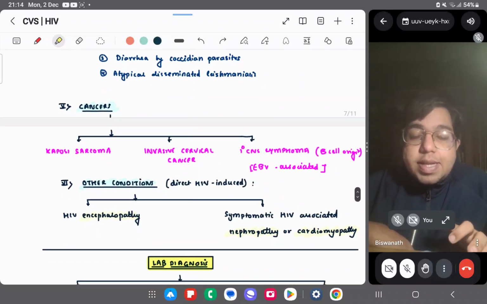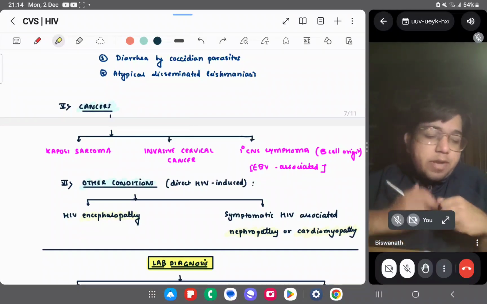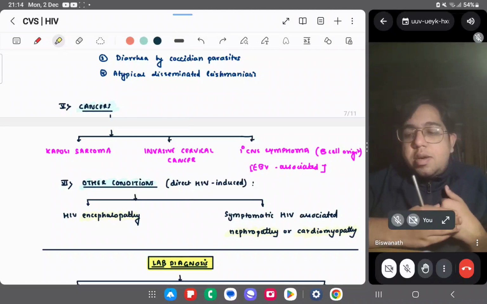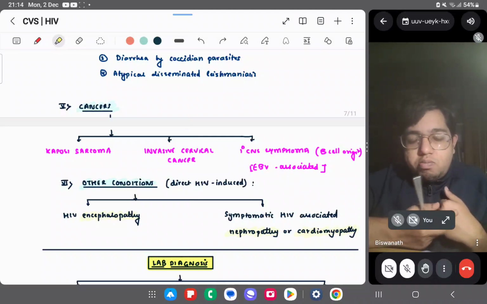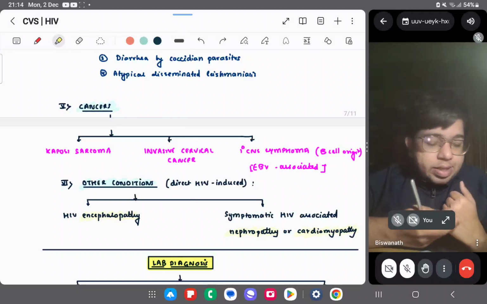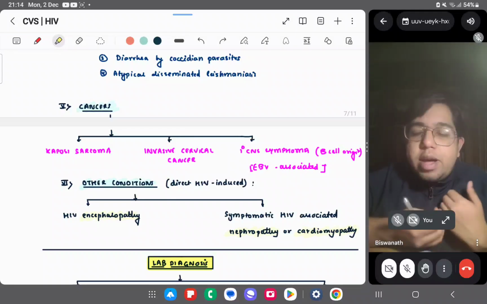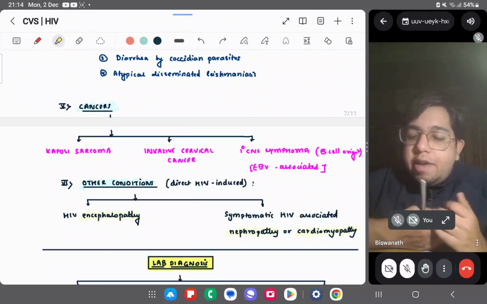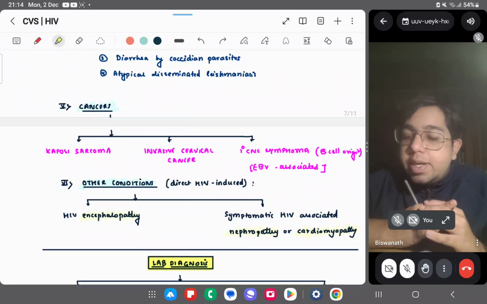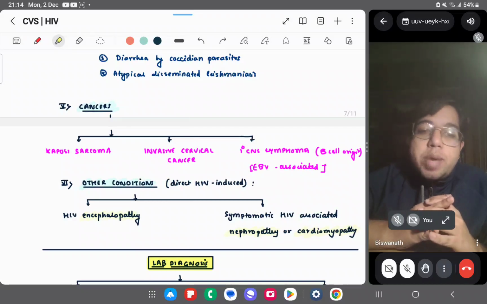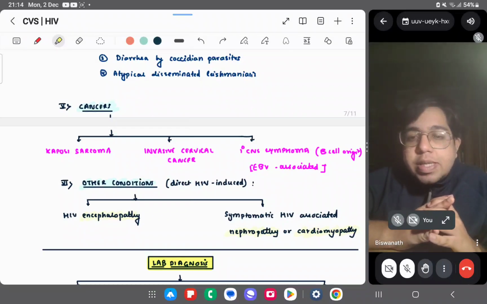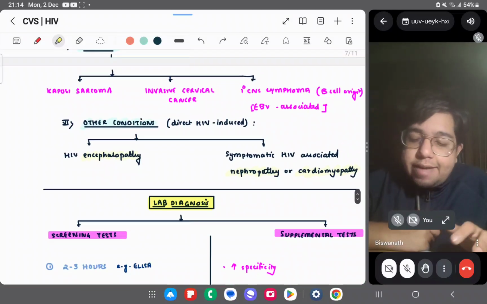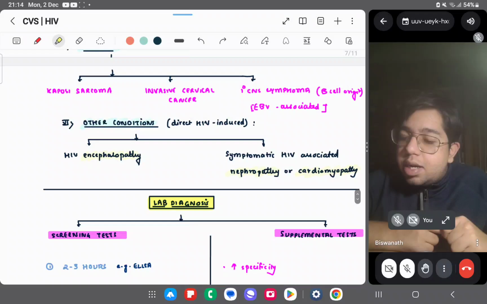You can have cancers like Kaposi sarcoma. Kaposi sarcoma, you must have seen, it can be bullous or it can be just simple rashes. Purple to red appearance is there. And invasive cervical cancer can also be caused, and primary CNS lymphoma, which is of B cell origin. Must have heard this in pathology. Other conditions like HIV encephalopathy and symptomatic HIV-associated nephropathy or cardiomyopathy.